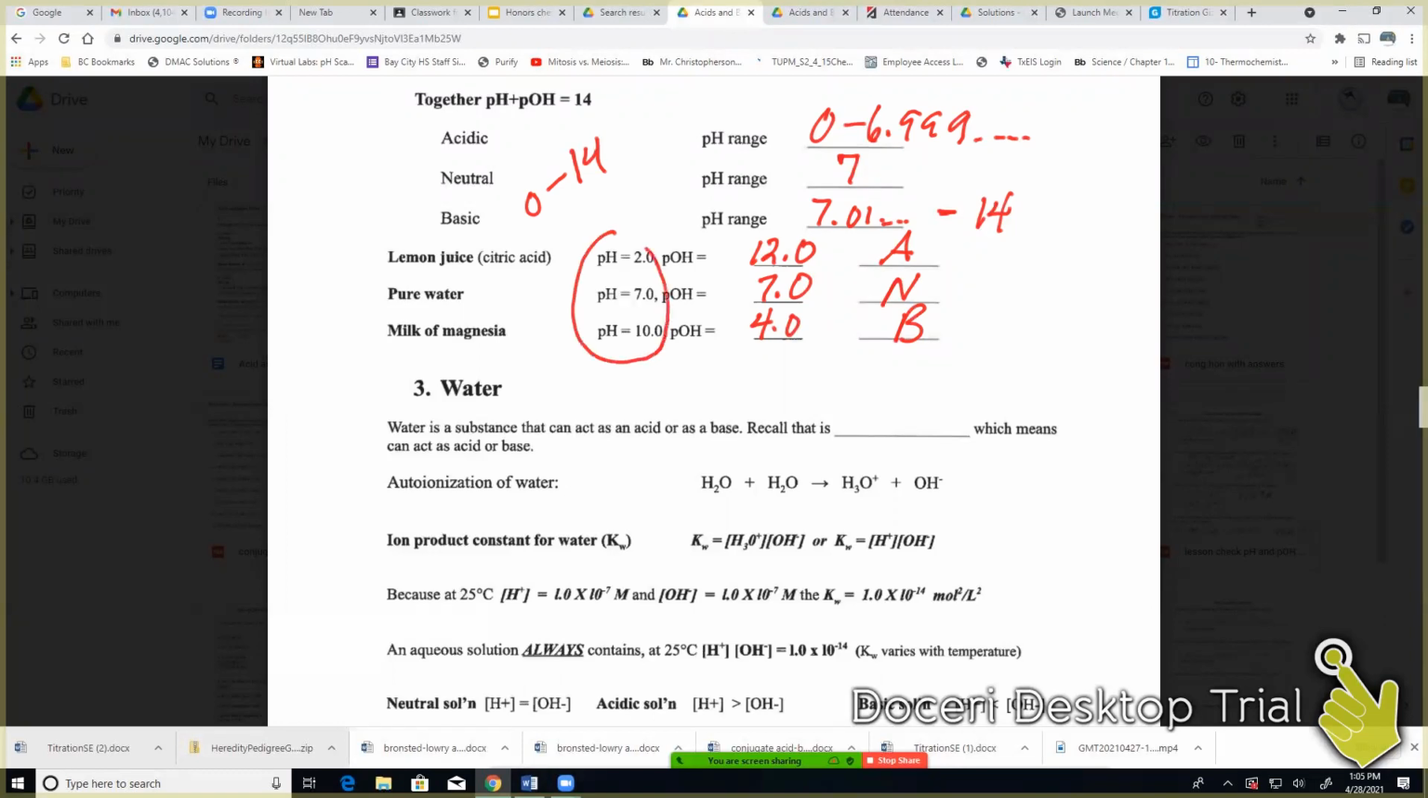You always want to look at your pH numbers to determine whether something is an acid or base, because we'll also be using pOH a lot. And if you looked at the pOH, then it flips your answer. So we know that water can act as an acid or a base, and we said that means it is amphoteric.